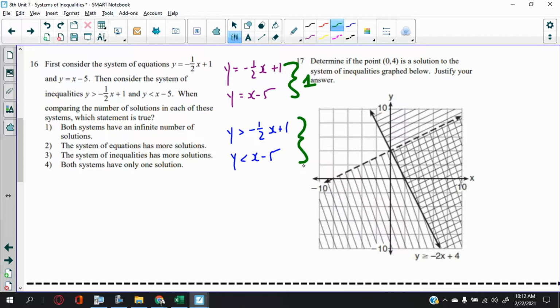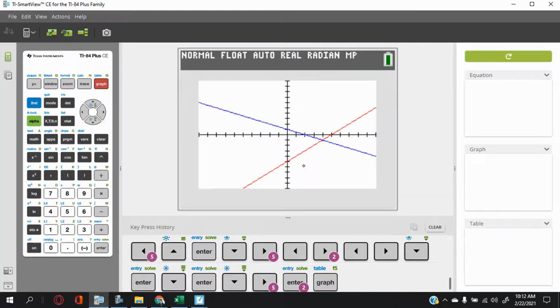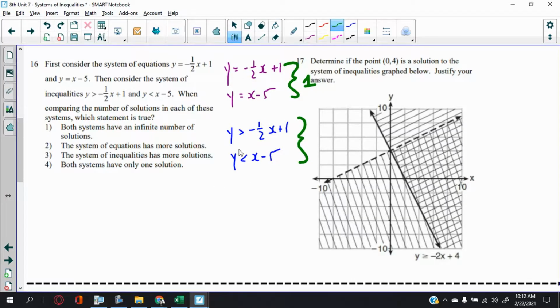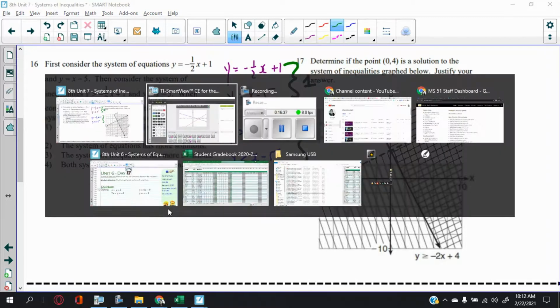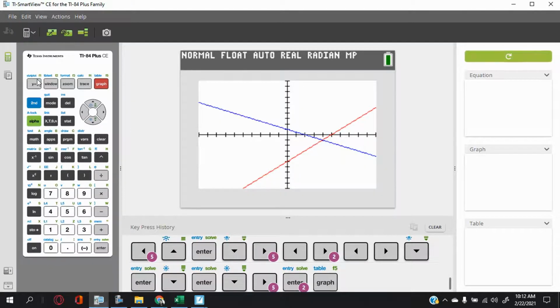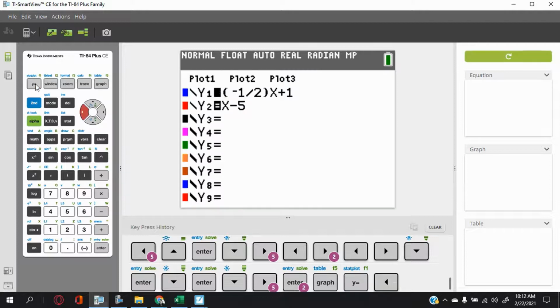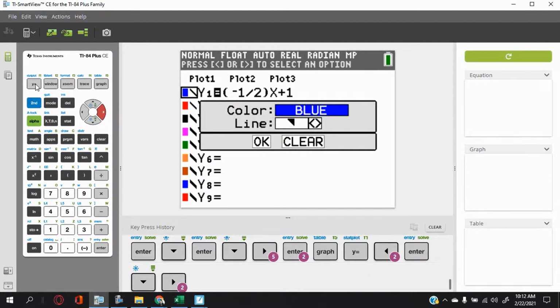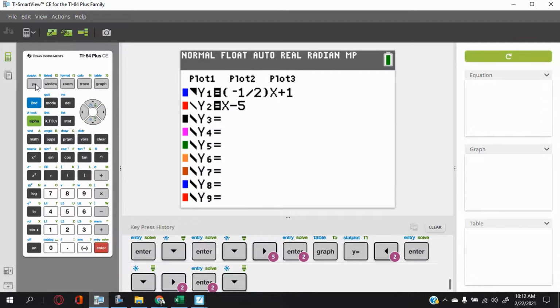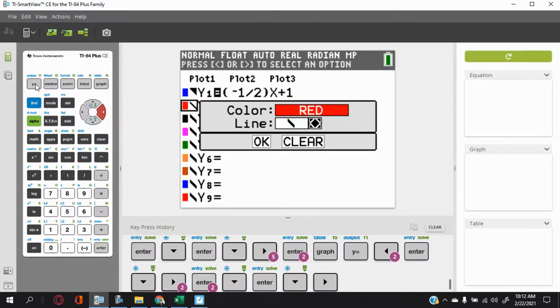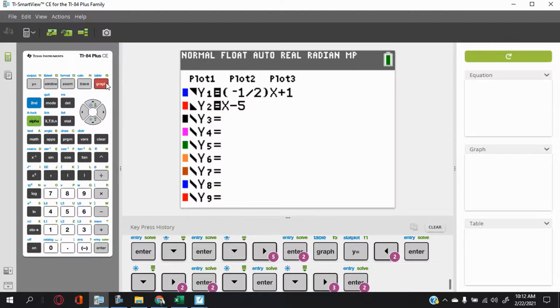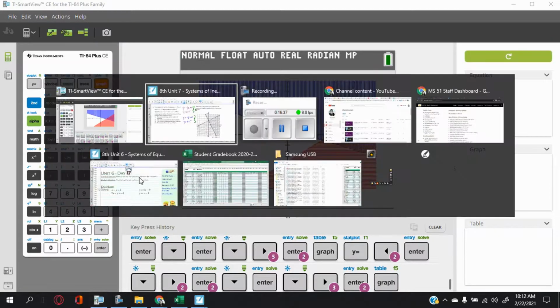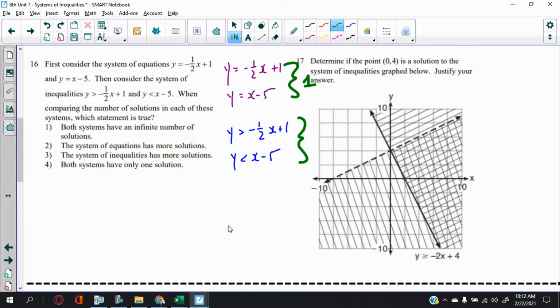Oh, these are the same equations. Nice. All right, all I have to do is change the symbol, right? You see that, right? These are equal signs. These are inequality symbols. So one's greater than, one's less than. Okay, all right, let's see. Let me change that. The first one's greater than. The second one's less than. And the lines, neither line is solid. Okay, they should both be dotted, actually. All right, so let's see.